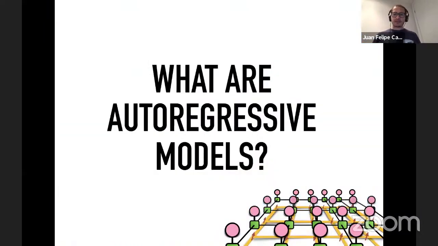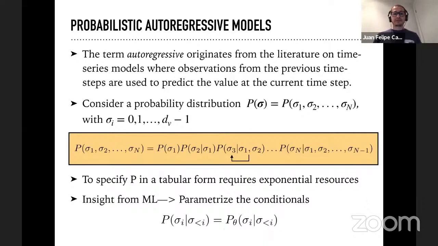Let me tell you what autoregressive models are, even though Giuseppe already gave you a summary. The term autoregressive originates from the literature on time series models, where observations from a previous time step are used to predict the value of the current time step. That's very generic, but let me tell you about probabilistic autoregressive models, where we have a probability distribution P of sigma, where sigma is a vector of, let's say, discrete variables sigma i, where sigma i takes values from 0 to d minus 1.